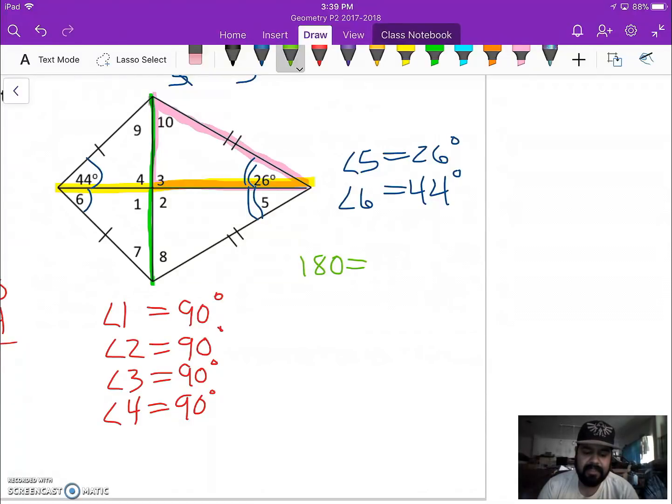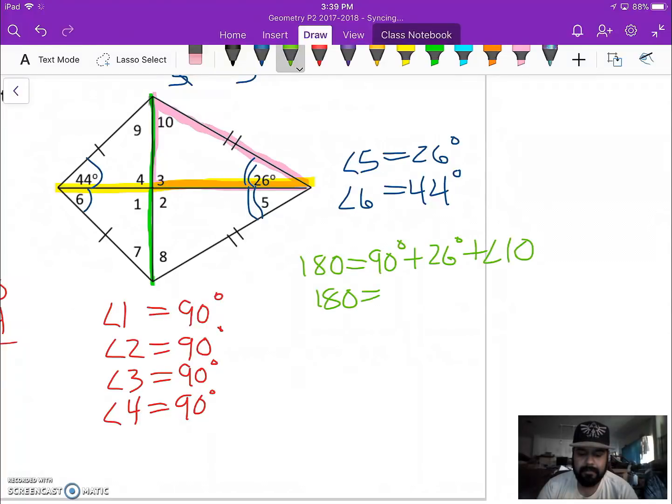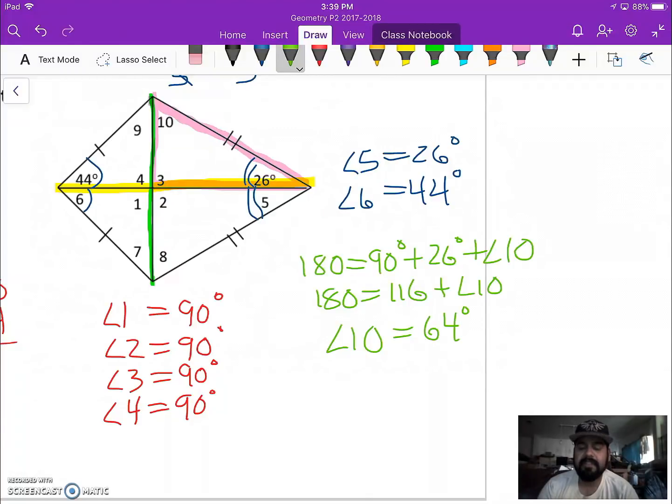So again, angle 3 is 90 degrees. Add that with 26, plus angle 10. So we have angle 10 is 64 degrees, which also means that angle 8 is 64 degrees.